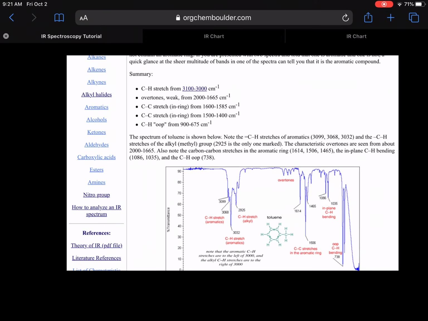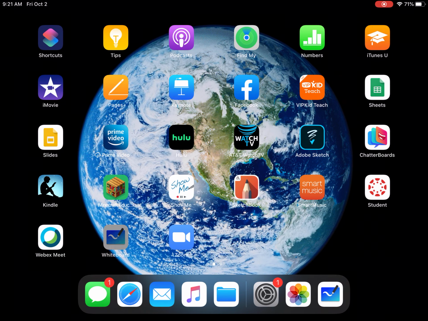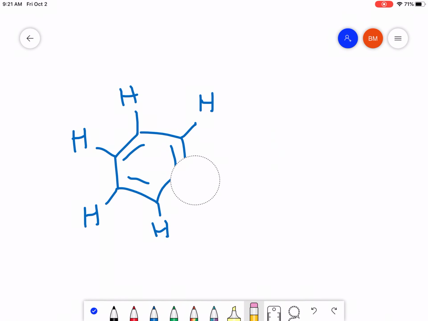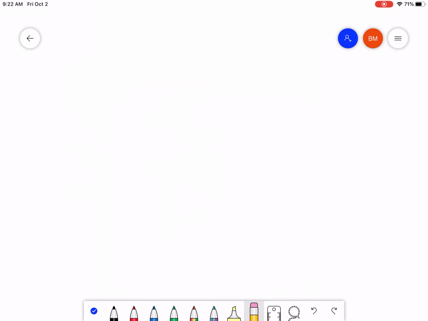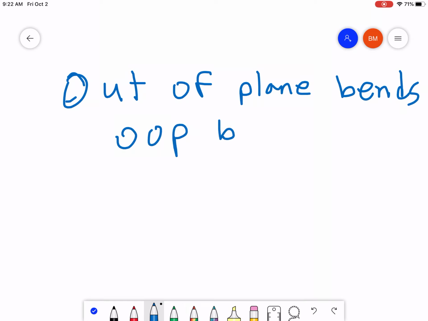The last thing to look for is something that I'm going to go into more detail on in second semester, or whoever's teaching the class. And that is something called OOP bands, or out-of-plane bends. They're called OOP bands for short. Kind of catchy.